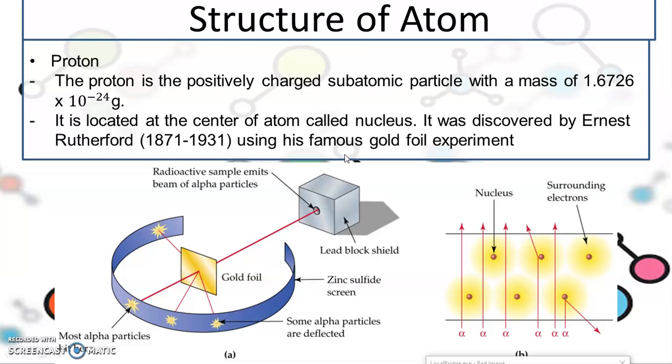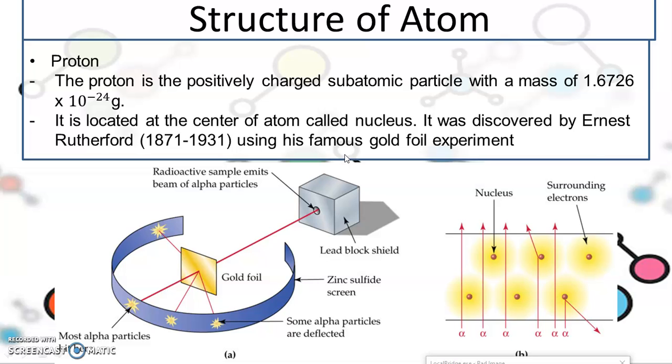And then next is the proton. A proton is a positively charged subatomic particle with a mass of 1.6726 times 10 raised to negative 24 gram. It is located at the center of an atom called the nucleus. It was discovered by Ernest Rutherford in 1871-1937 using his famous gold foil experiment.